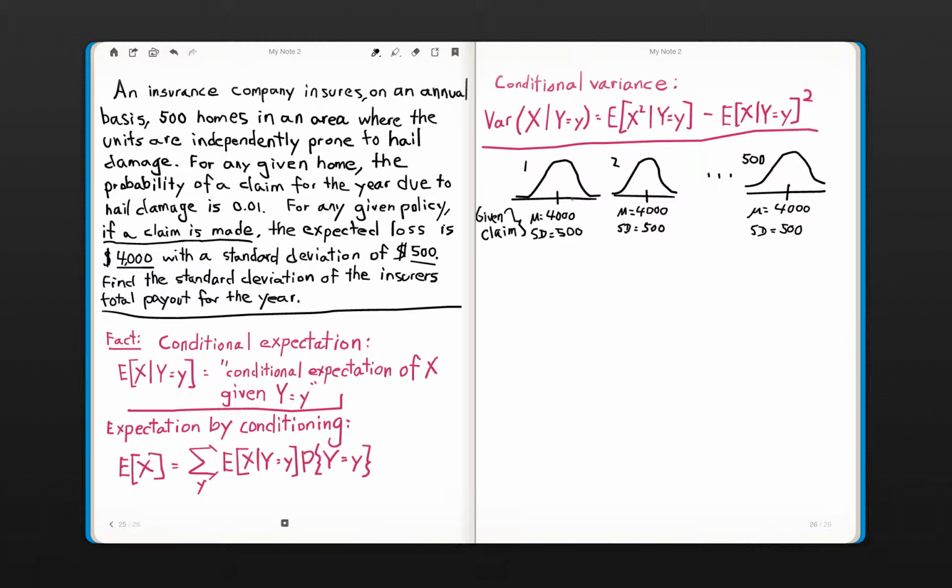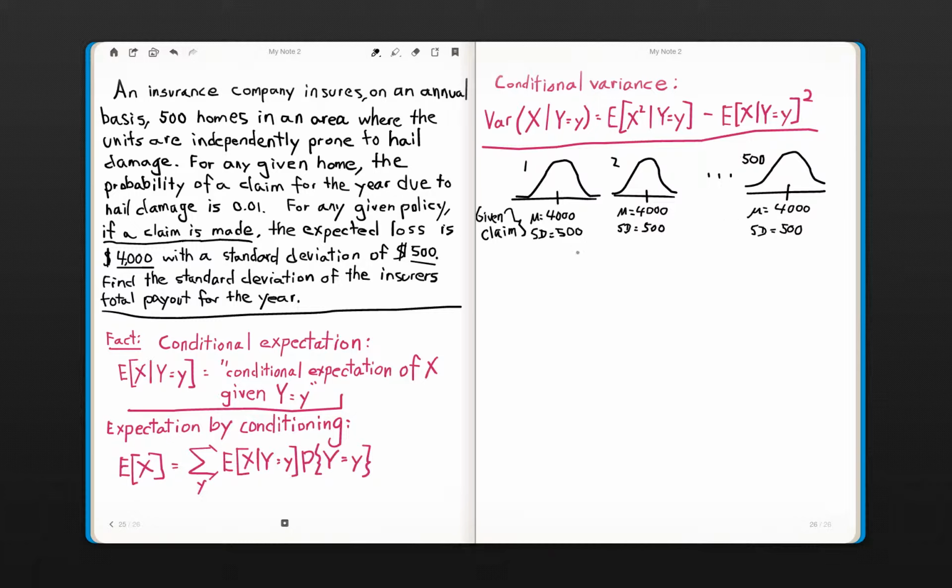So what's going to happen is for some of these 500 policies, a payout will not be made because there will be no hail damage to the home. However, again, if there is hail damage, say to the, let's say, second home, then the payout will be an expected value of $4,000 with a standard deviation of 500. Now, if, for example, the first home does not have a payout, and there's no hail damage, then the insurer pays nothing. Okay, so again, this is just if a claim is made.